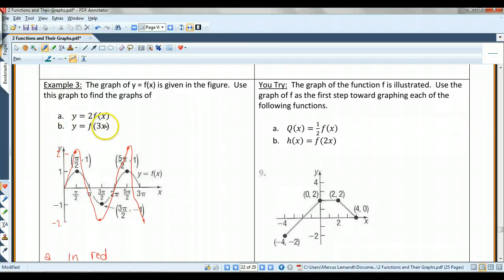When you multiply the x inside the equation by something, each of these x-coordinates is going to be multiplied by 3. Alright, so basically it's just stretched horizontally. Okay, and then it would continue on. But something like that is fine.